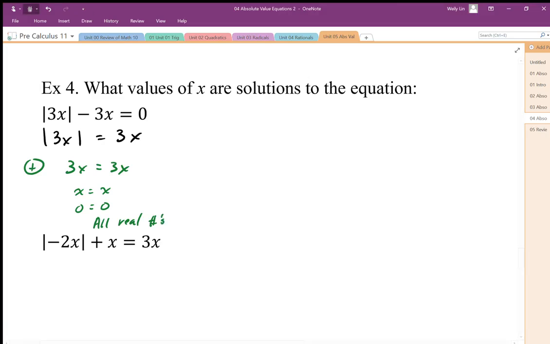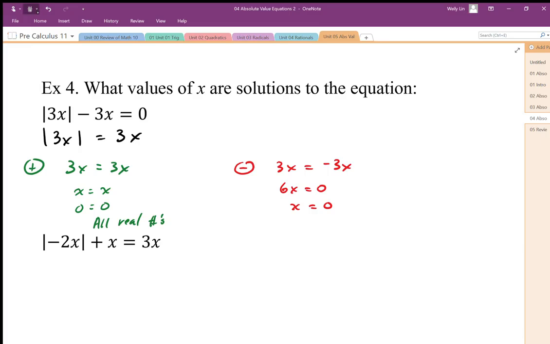What about the negative version? Okay, so here's our negative version. Well, the inside 3x must equal negative of 3x. Well, if this is the case, we get 6x equals 0. This one is a solution of x equals 0. So at x equals 0, we have a unique solution. Here we have all real numbers, but remember that there is a domain restriction here.